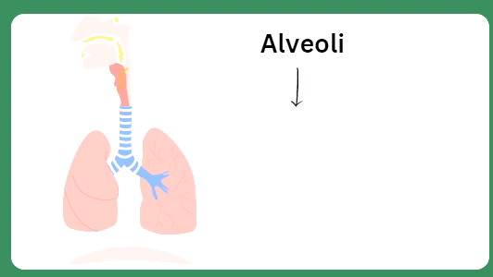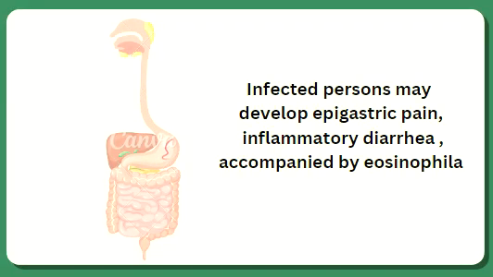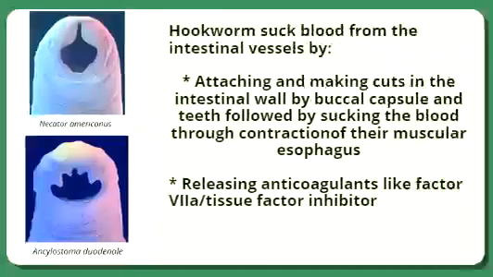In the lungs, they enter into the alveolar space and migrate up to the bronchi, trachea, and finally by swallowing of sputum, they enter the GIT. Once worms reach the small intestine, non-specific abdominal symptoms might occur, such as abdominal pain and distension, diarrhea, occult fecal blood, and occasionally melena.